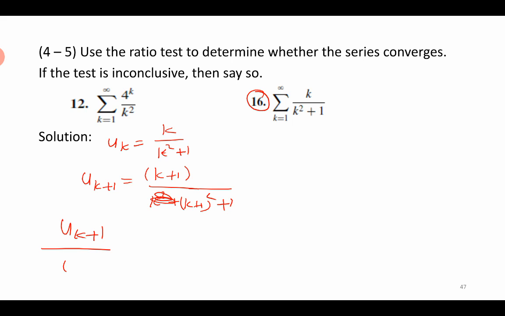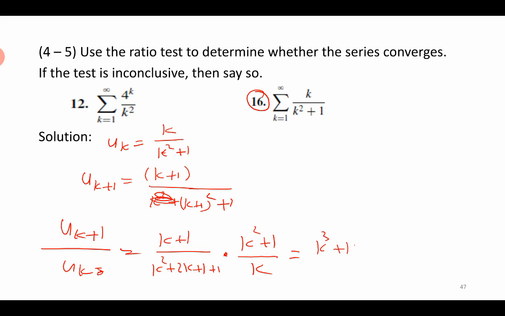u_(k+1) divided by u_k. u_(k+1) is k plus 1 divided by k squared plus 2k plus 1 plus 1. This is u_(k+1) divided by u_k, so invert and multiply. Invert k squared plus 1 divided by k. When you multiply, this will be k cubed plus k squared plus k plus 1 divided by k cubed plus 2k squared plus 2k.